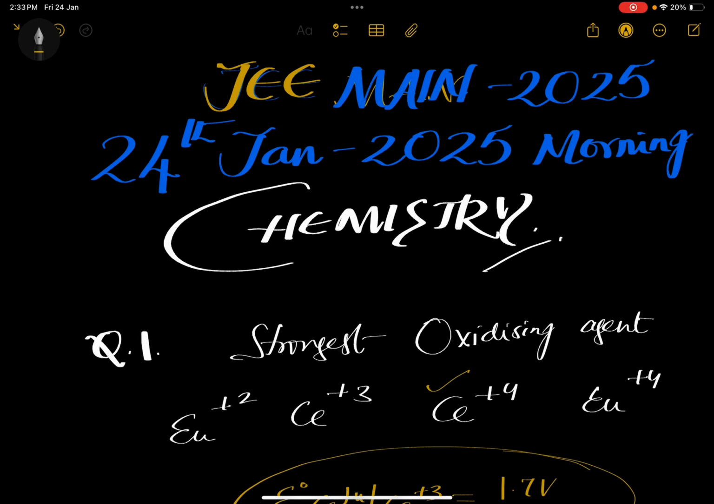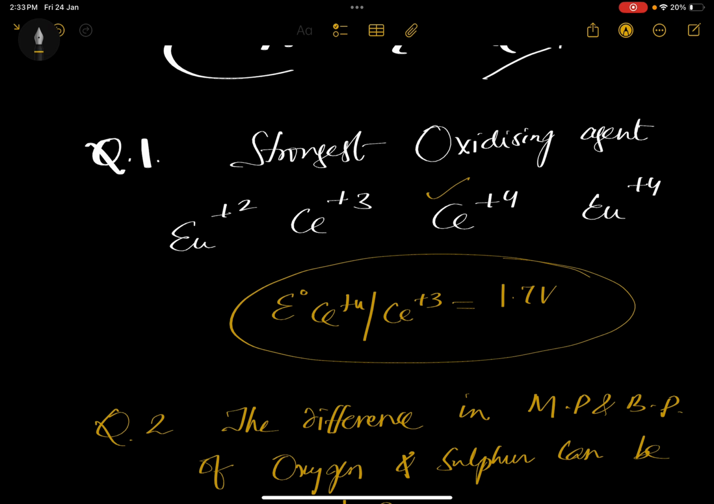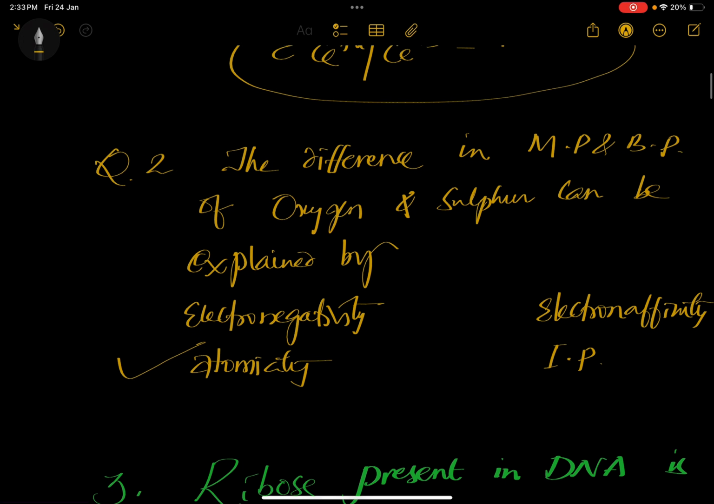JEE Main 2025, 24th January morning shift, Chemistry. First one: strongest oxidizing agent of the given: Eu2+, Ce3+, Ce4+, Eu3+. So this is kind of memory only. Ce4+, this was in the previous question also, so you can remember. E naught of Ce4+/Ce3+ is positive, so it is the strongest oxidizing agent.